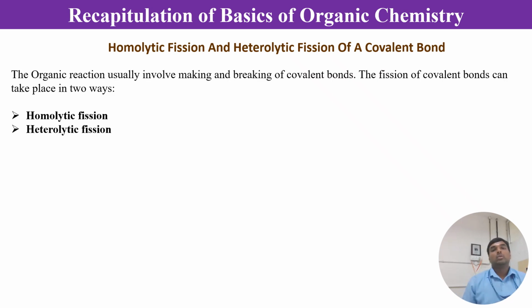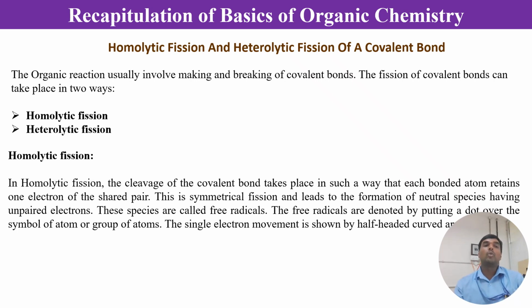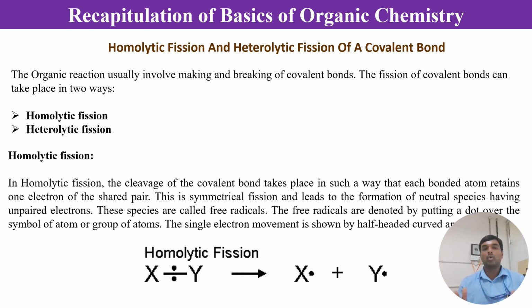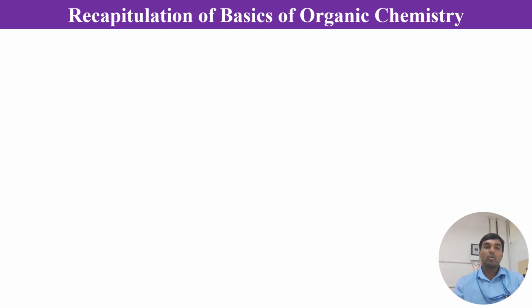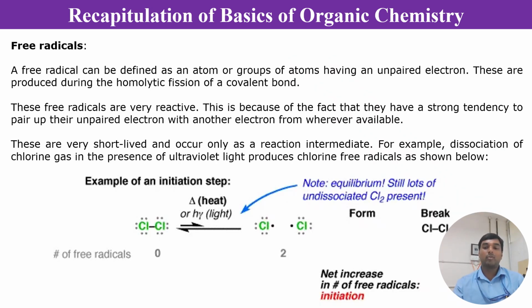So let's talk about another topic, that is bond fission. If a bond is broken and shared equally, that can be called homolytic fission. For example, XY will form radicals if it is shared by one electron each. But heterolytic fission happens when you have unequal distribution of electronegativity. In that case, one will form a cation and another will form an anion.